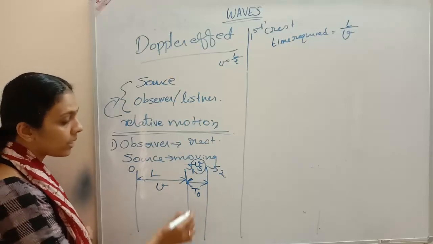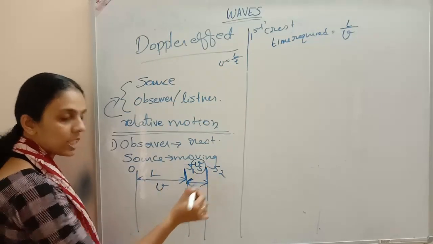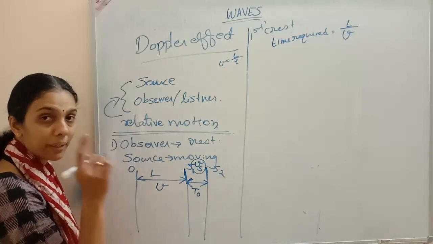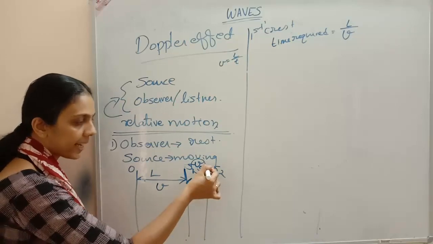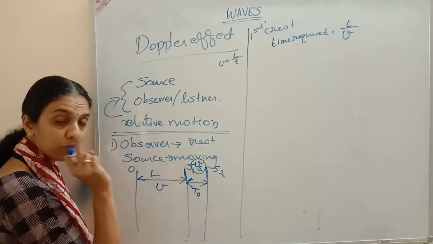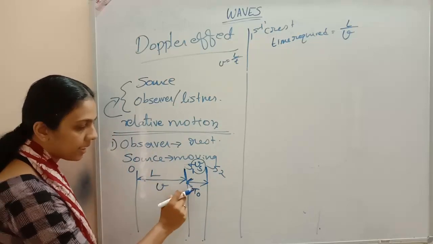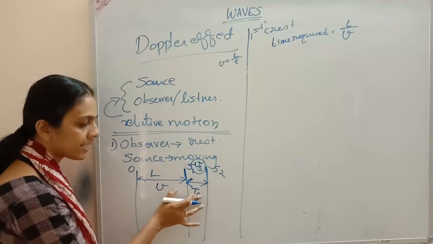So T0 is the period for traveling from S1 to S2. Okay, the period of the wave. The first crest is produced at S1, the second crest is produced at S2. So the period is the time required for one wave to travel. That is T0. So what will be the distance covered?